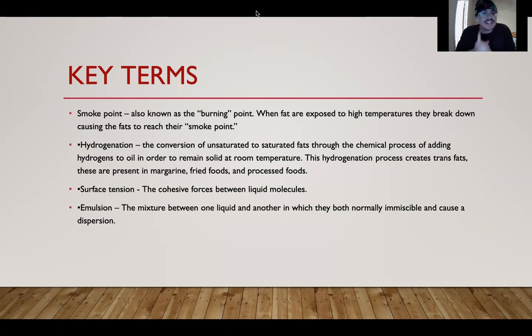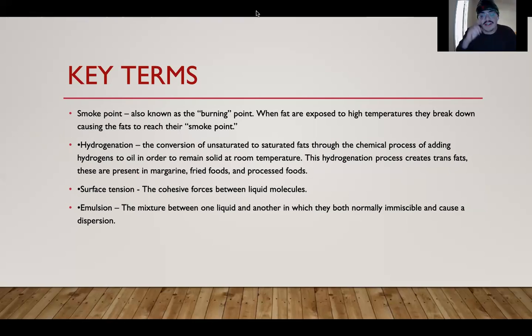So the first term that we have is smoke point, also known as the burning point. When fats are exposed to high temperatures, they break down, causing the fats to reach their smoke point. So let's say you use an oil that has a really low smoke point. Whenever it reaches and exceeds that temperature, it's going to start smoking. And at that point, it actually can release bitter flavors into your food. So you just want to be wary of the smoke point of some oils, just because they will affect the flavor in the end.